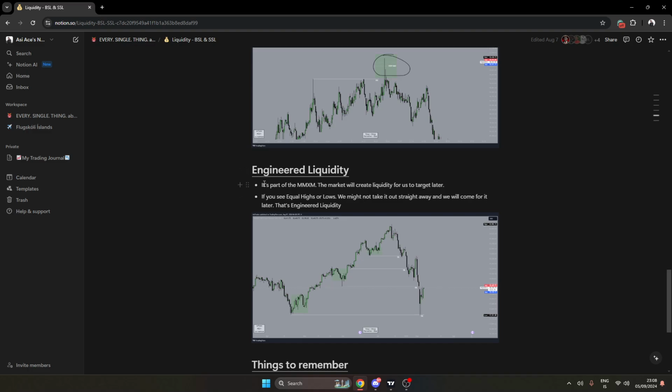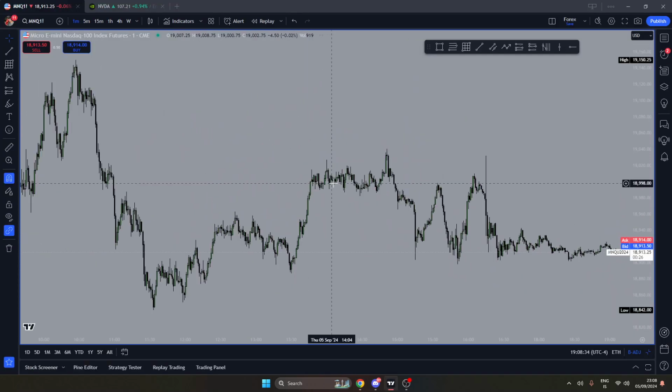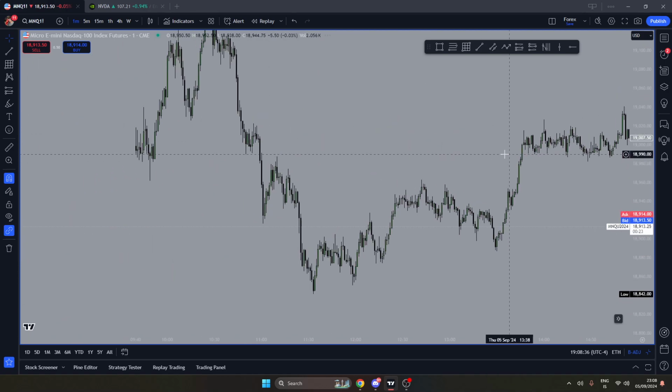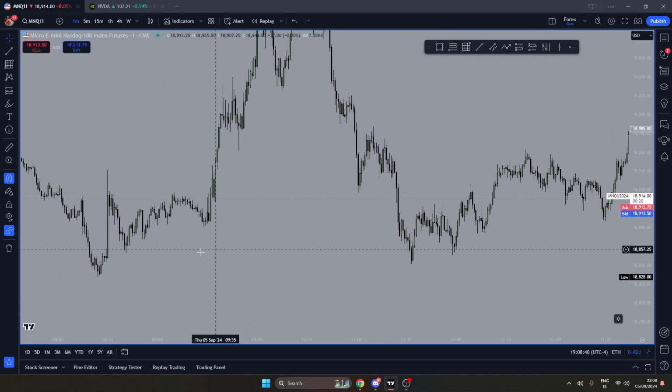Now, engineered liquidity. Engineered liquidity is a part of the market maker X model. The market will create liquidity for us to target later. If you see equal highs or lows, we might not take it out straight away, and we will come for it later. That's engineered liquidity. What I mean by that is, from all these, like when we took this dump right here, actually I can explain.